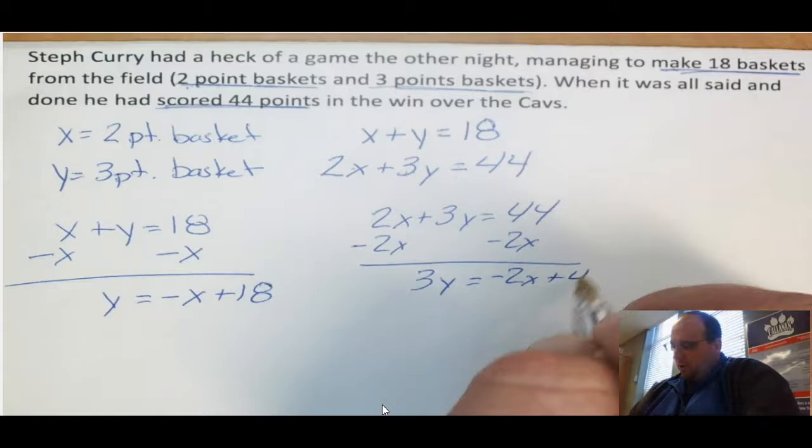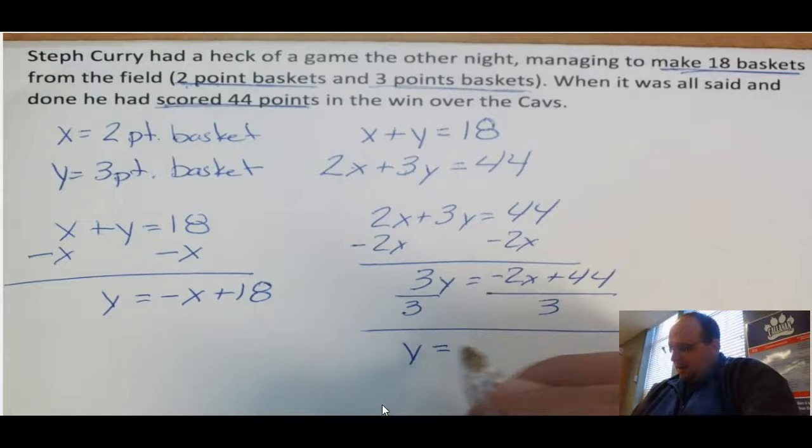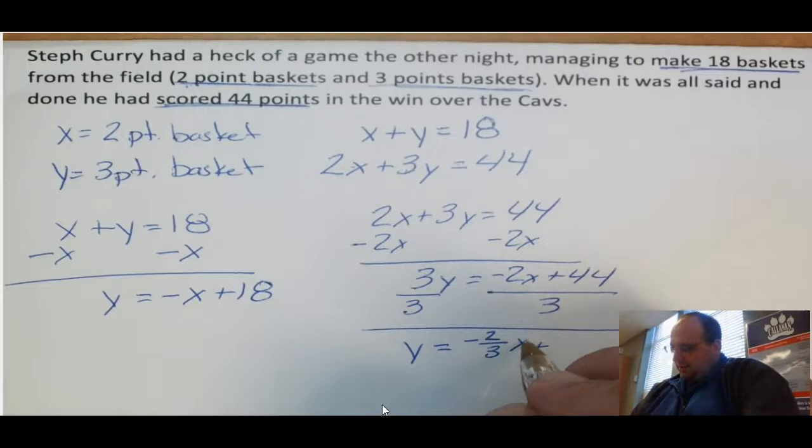I take 3y and I'm going to have to divide the other side by 3. This is going to become a little messy. y equals negative 2 over 3 x plus... And I'm just going to keep this as a fraction because I think it ends up as a decimal. So I'm just going to keep it as a fraction of 44 over 3. Okay. All right. Now I'm going to take those systems of equations.